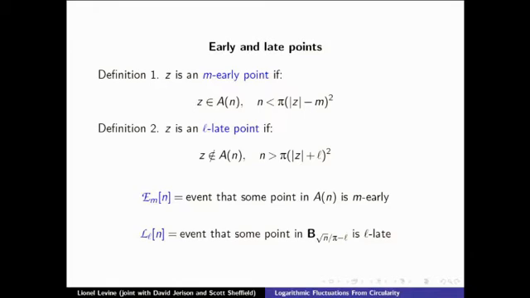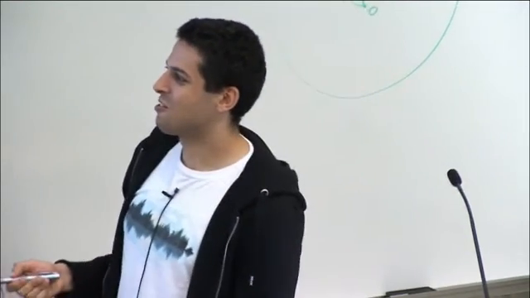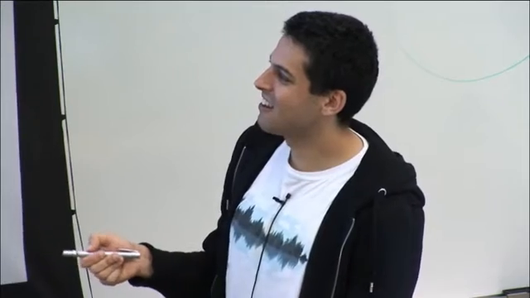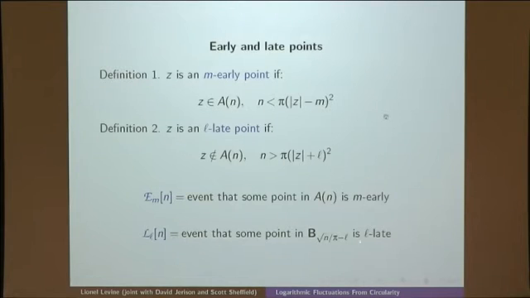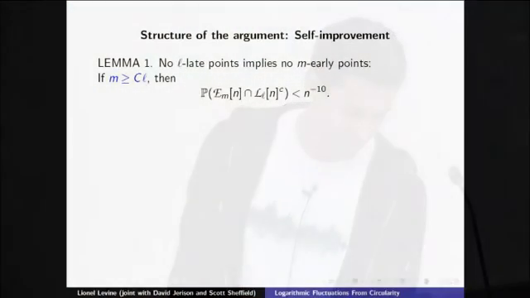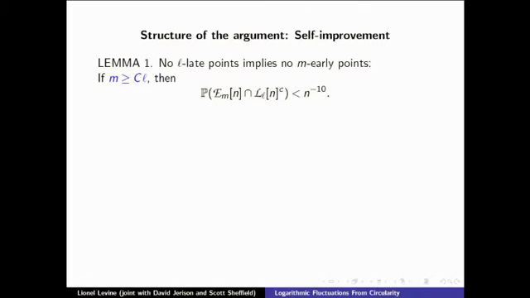Okay, so these are the same definitions in symbols that the picture showed. And here are the events that we want to show are unlikely. So we want to show that if m and L are bigger than a constant times log n, then it's unlikely that any point in A_n is m early, and it's unlikely that any point in this ball is L late.